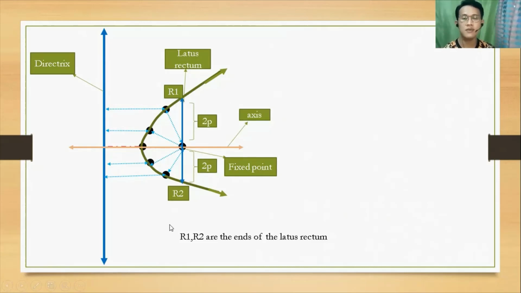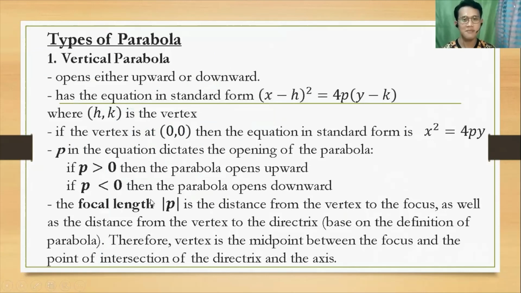So I'm going to show you some of the graph using the Desmos graph, okay, by answering an example. But before we proceed to our example, let's just first identify the properties, or what are the types of parabola. First, the first type here is the vertical parabola. For the vertical parabola, we only have two options for its opening, whether it's downward or upward, okay?